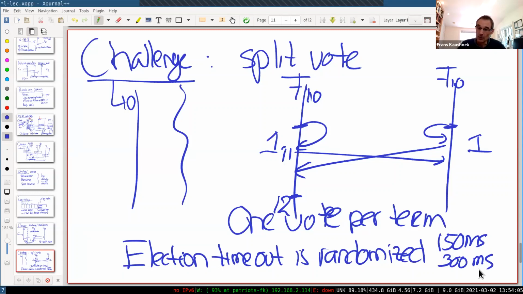If this interval is wide enough, there's a good chance that the first follower whose election timer runs out will succeed in completing a full election before the second timer goes off at another follower. And so this avoids this sort of endless split vote. We might get unlucky and get maybe one or two split votes, but over time, we will in the end succeed.